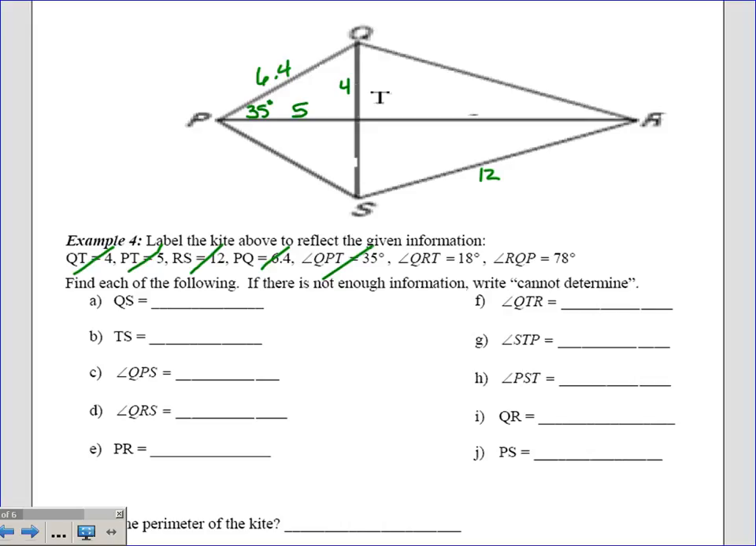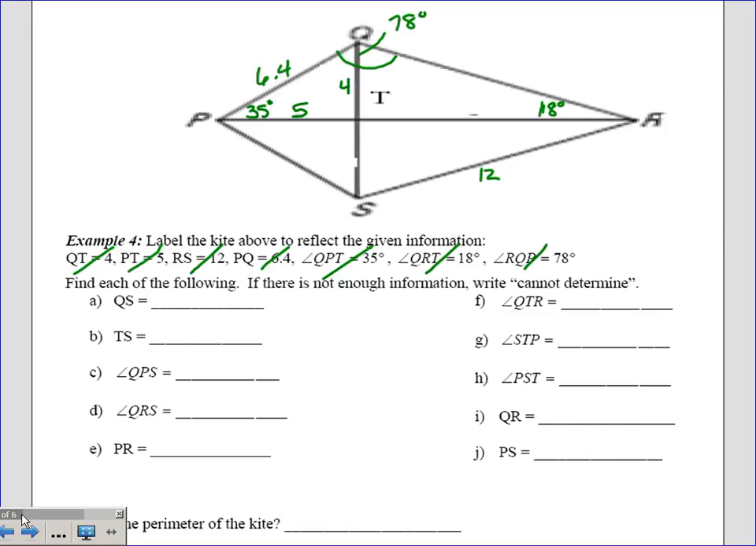Angle QRT, so starting here at Q, going over to R and going over here to T. This angle here is 18 degrees. And angle RQP, this whole thing here, is 78 degrees. So that's the given information.